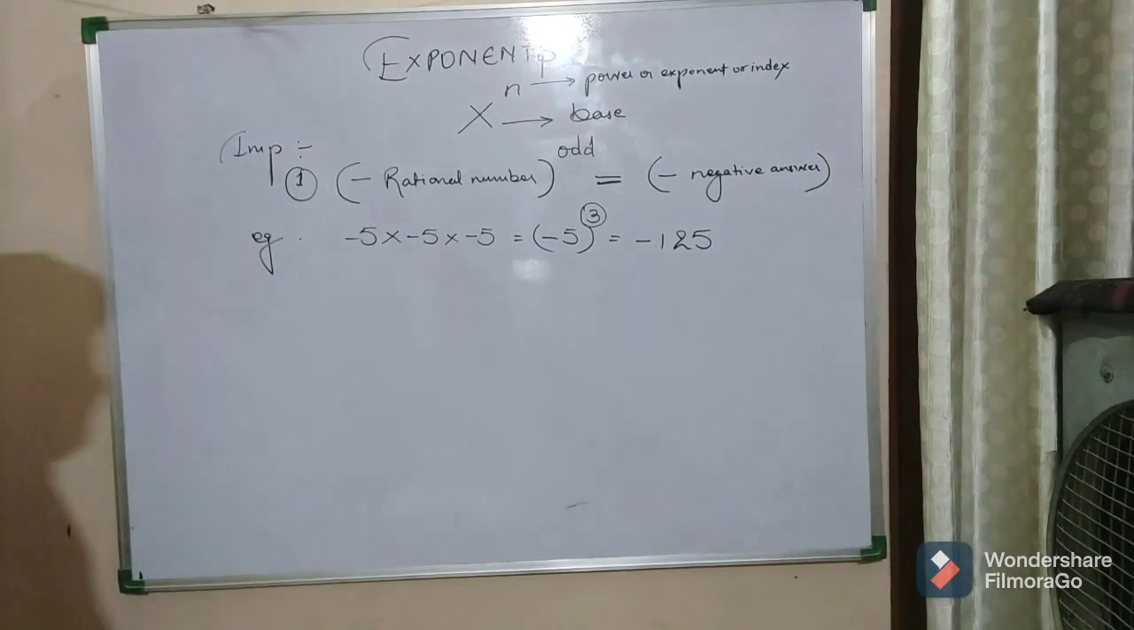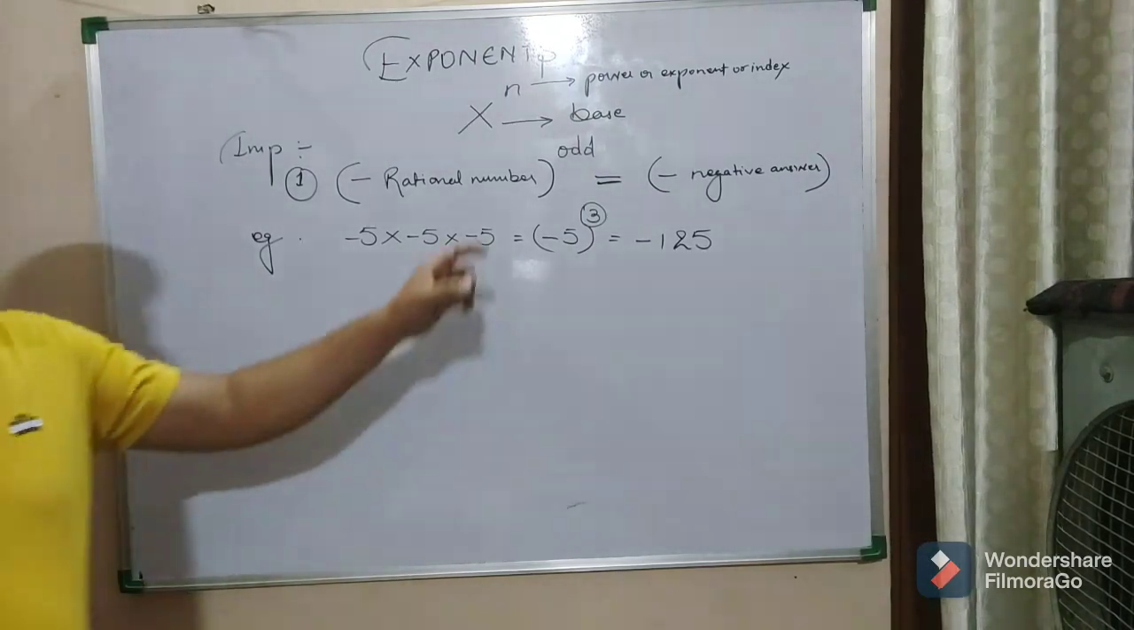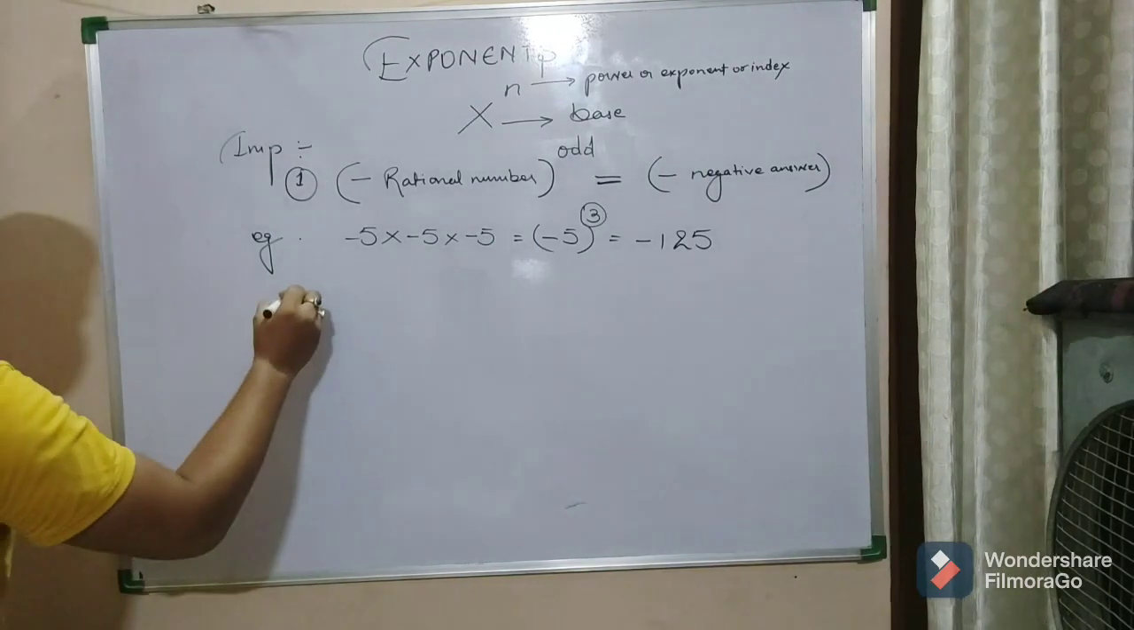So this will always happen. If there is a negative number and it is raised to the power odd number, the answer will remain negative.